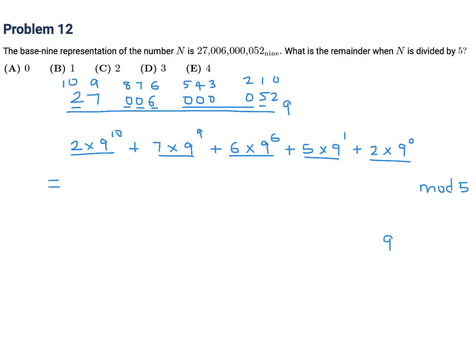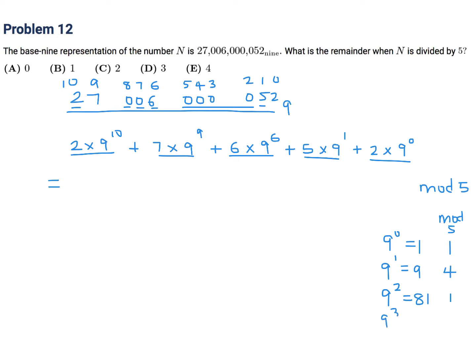So 9 to the power of 0 is equal to 1. Now, what is that mod 5? Well, when you divide 1 by 5, the remainder is 1. 9 to the power of 1 is 9. Mod 5 is 4. 9 to the power of 2 is 81. Divisible by 5, the remainder is 1.